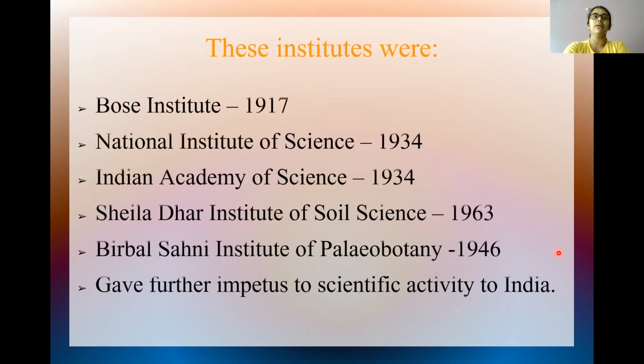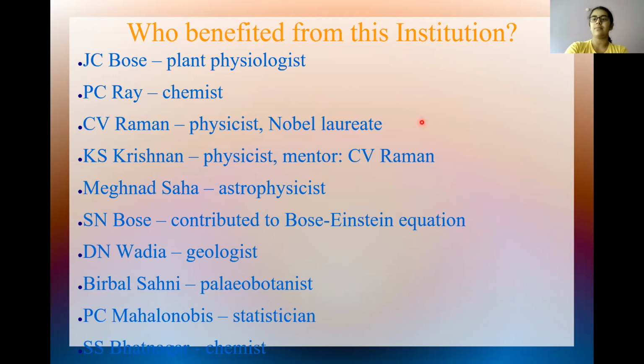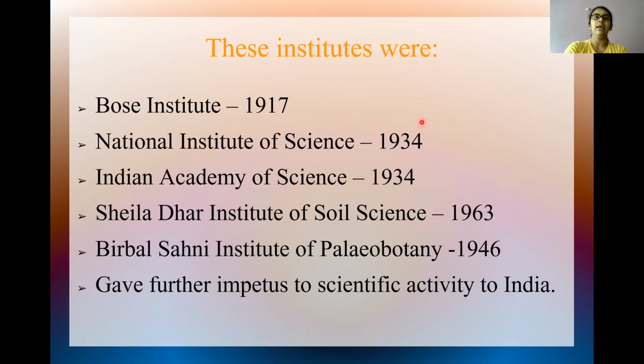The Bose Institute was set up in 1917, and as I showed you, it was the first picture that you saw. It was really the first institute that was set up, by J.C. Bose. Then the National Institute of Science was set up in 1934, and in the same year, C.V. Raman set up the Indian Academy of Science, though in a later month.